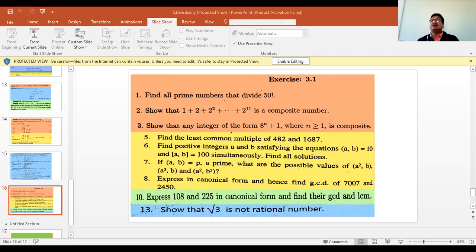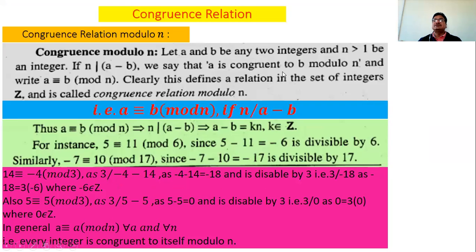Now we are going to start the next topic, congruence relation. So what is the definition of congruence relation? It is called congruence relation modular. And the definition is, suppose a and b are two integers, and n is greater than 1.